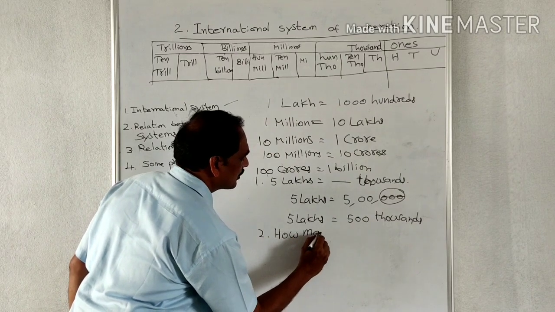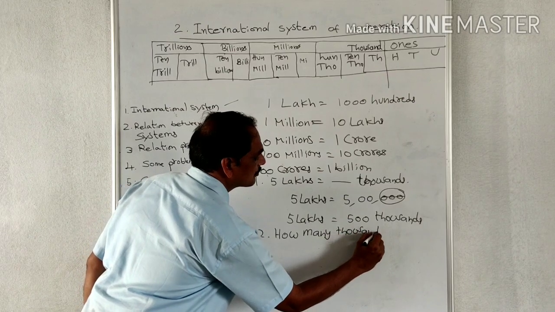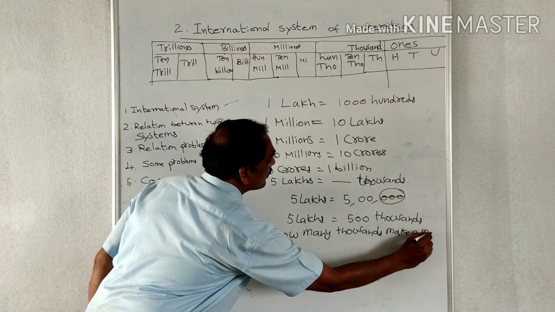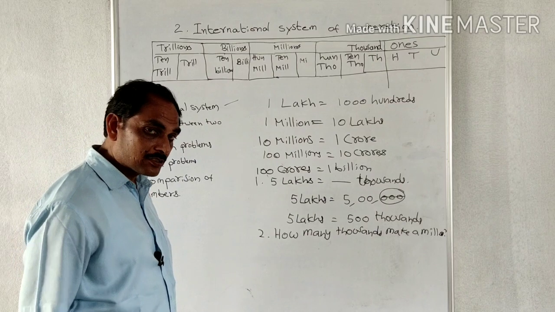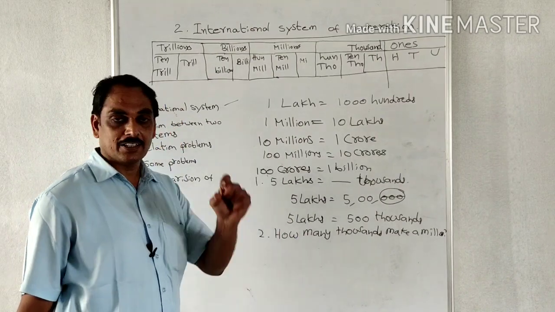How many thousands make a million? So first we have to find the number of thousands in a million.